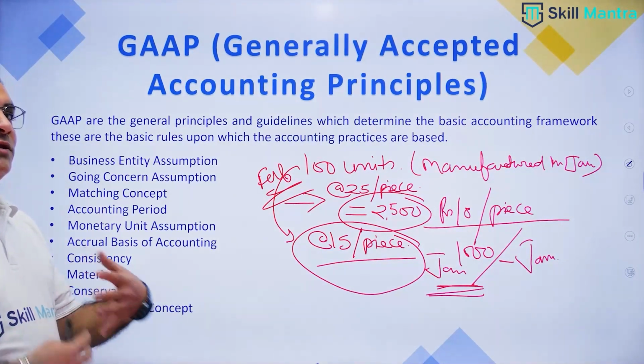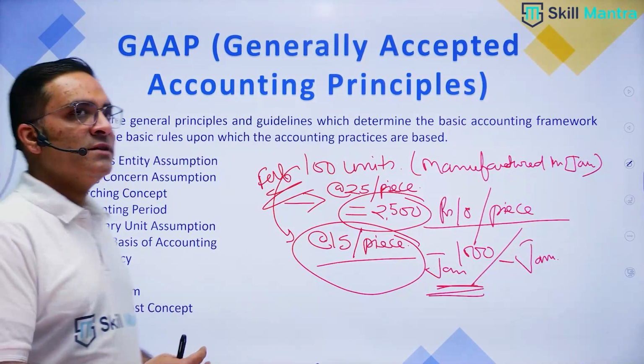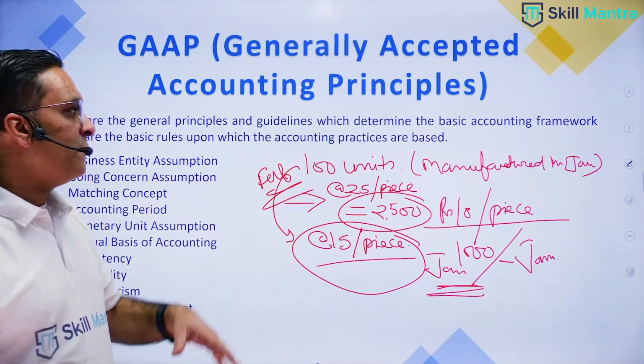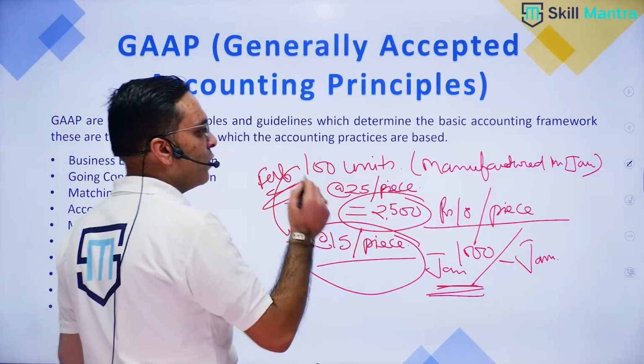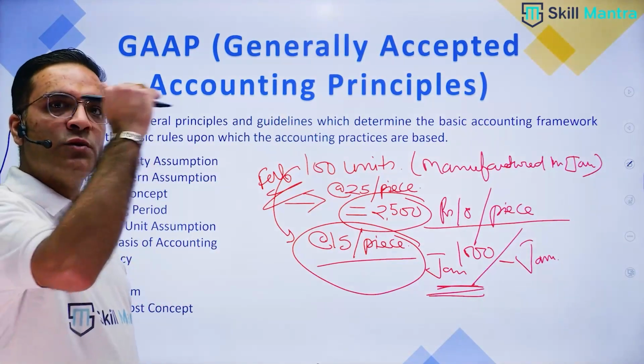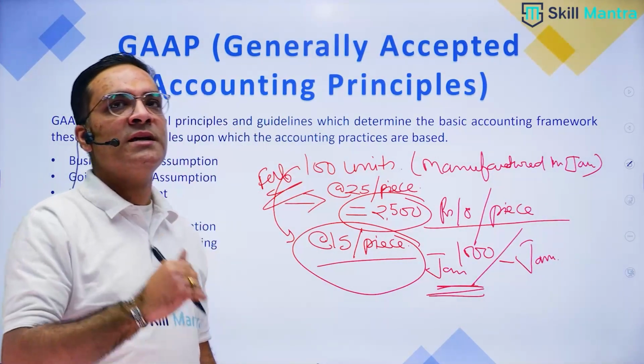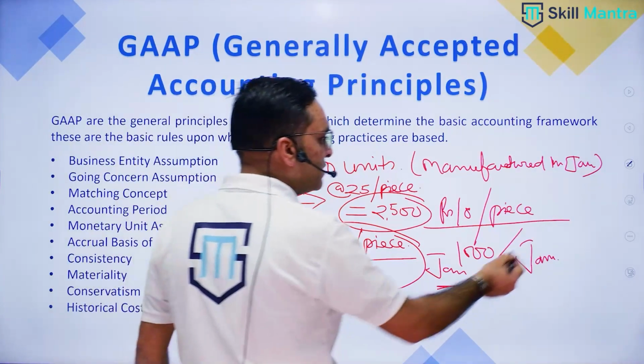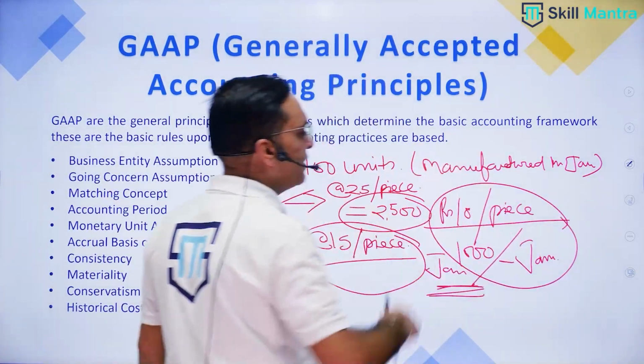So what we are trying to say here is, matching concept tells you to try or make an effort to identify or record the revenue and expenditure pertaining to a certain period within that period itself, so that the correct picture of profit for that particular period is known.